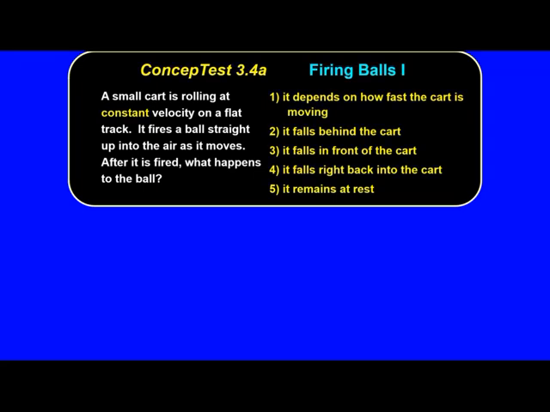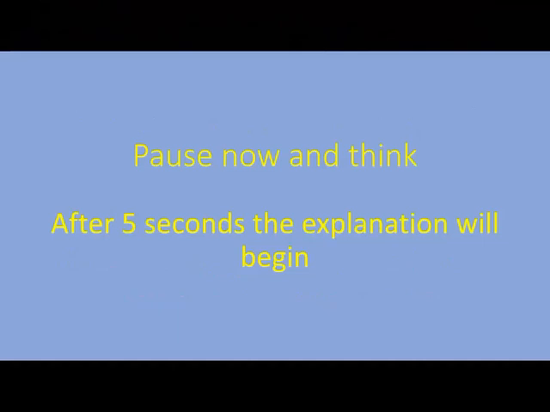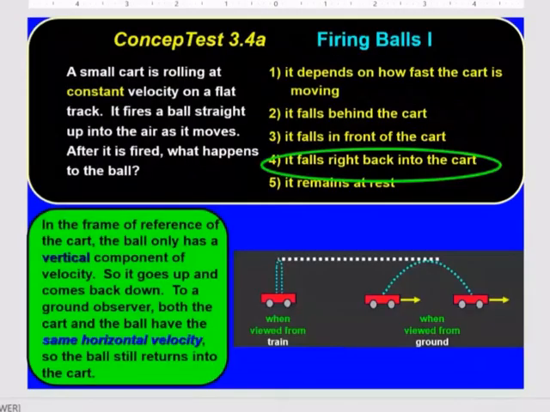Here's the next one. In this one, we've got a cart rolling at a constant velocity, and while it is doing that, it fires a ball straight up. What happens to the ball? In other words, where is the ball going to land relative to the cart? So a cart is rolling at a constant velocity on a flat track. It fires the ball straight up into the air. What happens to the ball?